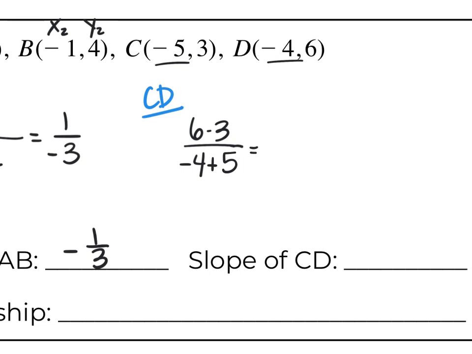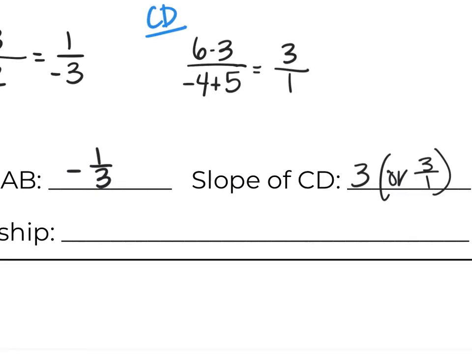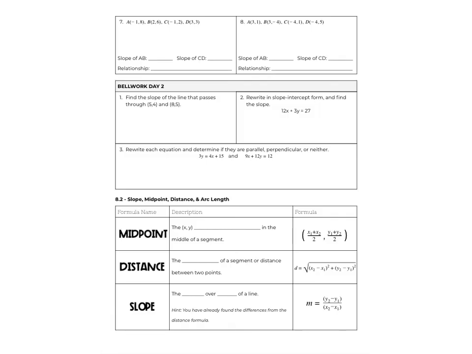All right, Peyton, what's that give me? 6 minus 3 is? 3. And what's negative 4 plus 5? 1. If it helps you, I'm going to say 3 over 1, just because 3 over 1 might be easier for you guys to recognize what's happening here. So those are not the same, right? Are they opposite reciprocals? Yes. So they are what then? Perpendicular. Good. I think we have 2 more and we're done.